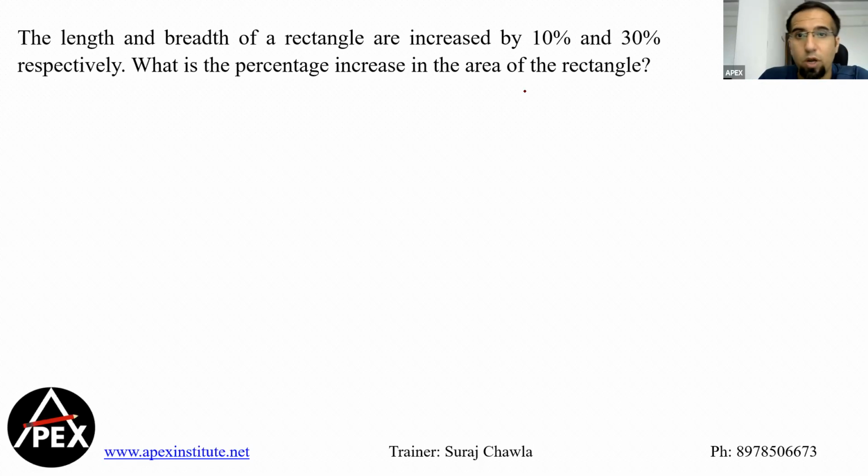Is it coming at a successive percentage change? Let's see. What is the area of the rectangle, guys? The area of the rectangle is always length into width. I am given percentage change in this and percentage change in this, which means it comes under the successive percentage change category. Clear? The length is increased by 10, the width is increased by 30, and therefore A plus B plus AB divided by 100 means your answer is going to be a 43% increase.